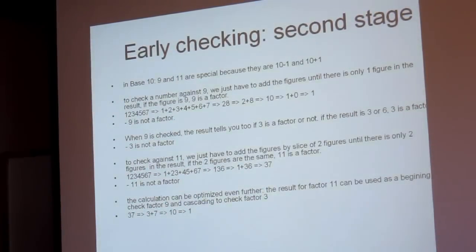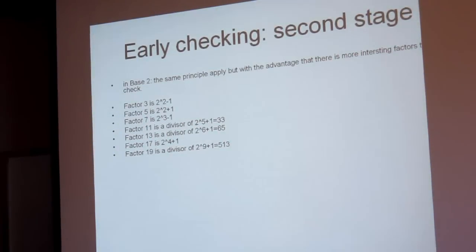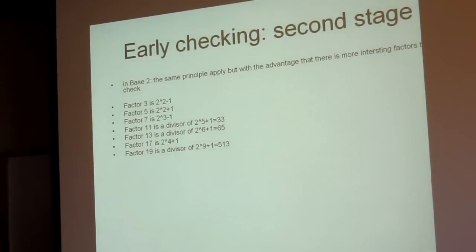In base 2, the same principle applies, but it's really more interesting, because by using some powers of 2, you can check for factors 3, 5, 7, 11, 13, 17, and if you really want, 19. It's every time the same principle which is used in base 10 and in base 2. And this is really efficient with big numbers.